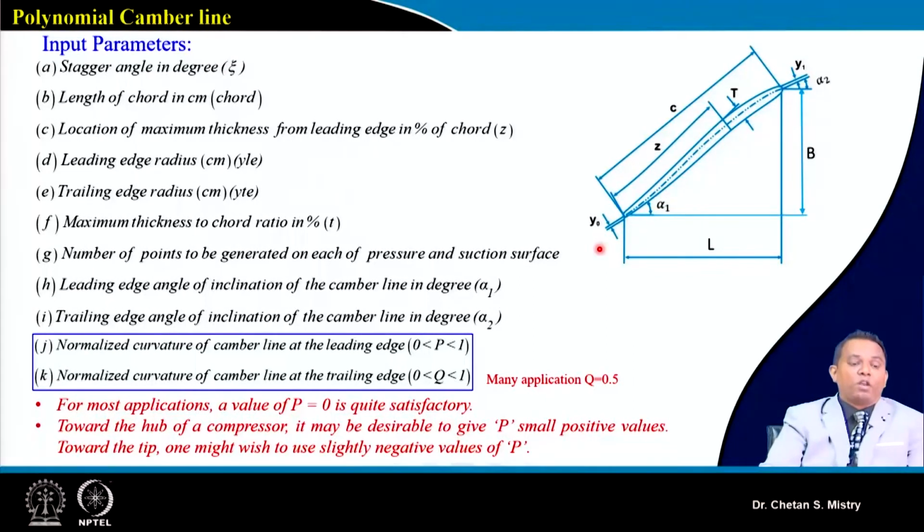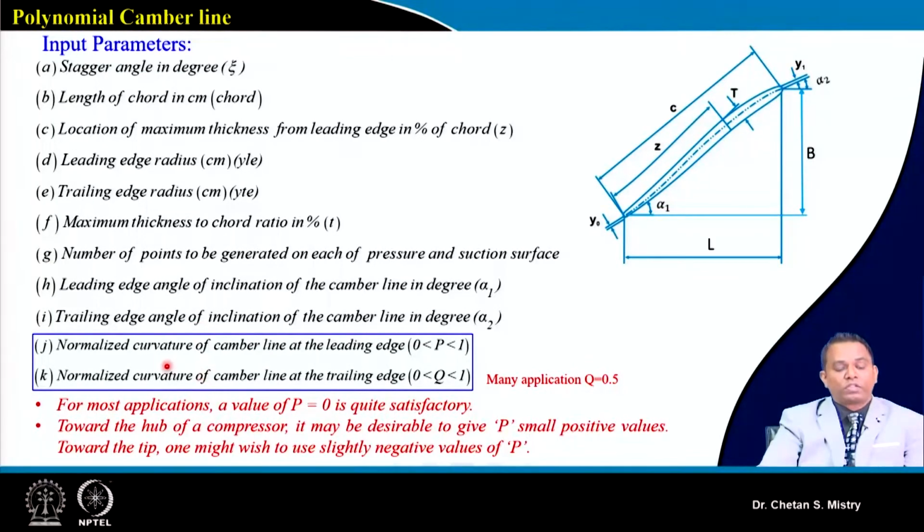Now let's see what all input parameters we are looking for in order to develop this camber line. Suppose we are looking for a polynomial camber line, we are looking for data such as stagger angle, length, maximum thickness in terms of percentage chord, leading edge radius, trailing edge radius, maximum thickness to chord ratio. We will be looking at the number of points to be developed for each. We are looking for the leading edge angle, that is alpha 1, and the trailing edge angle.